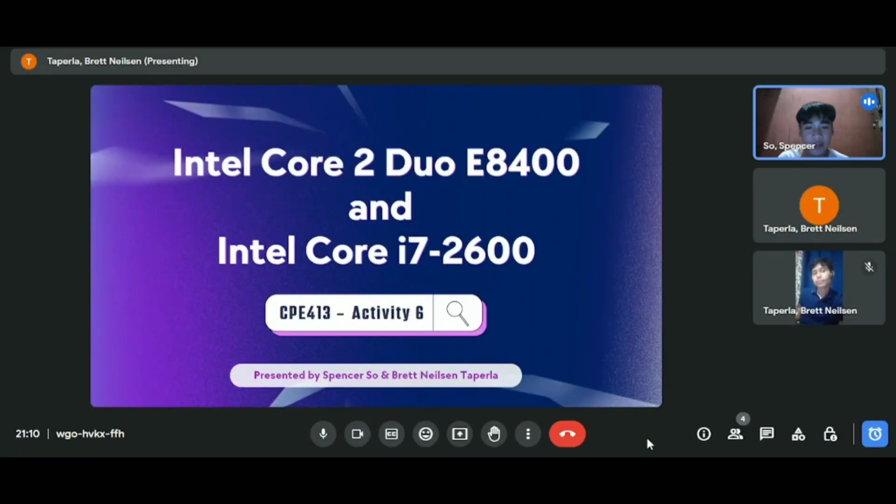So, good day, ma'am. I'm Spencer So with my partner, Brett Nelson Taperla, and we will be presenting our Activity 6. Our chosen computer models with multi-core organizations are Intel Core 2 Duo E8400 and Intel Core i7 2600.